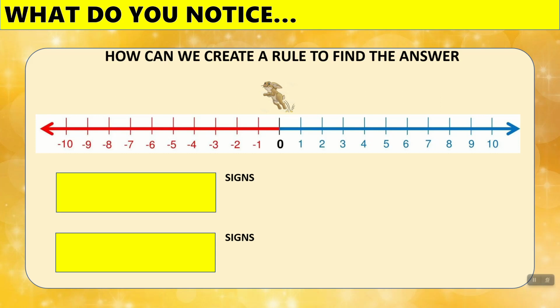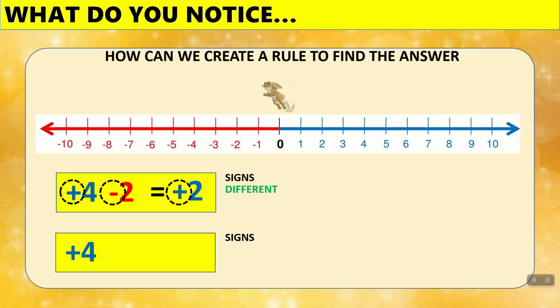How can we use the information that we know to create a rule rather than having to use the number line every time to jump backwards and forwards? Here's the first question on the first slide that we looked at. Plus 4 minus 2 we said was plus 2. Look at the signs in the question. They are different. Yet the answer was positive.